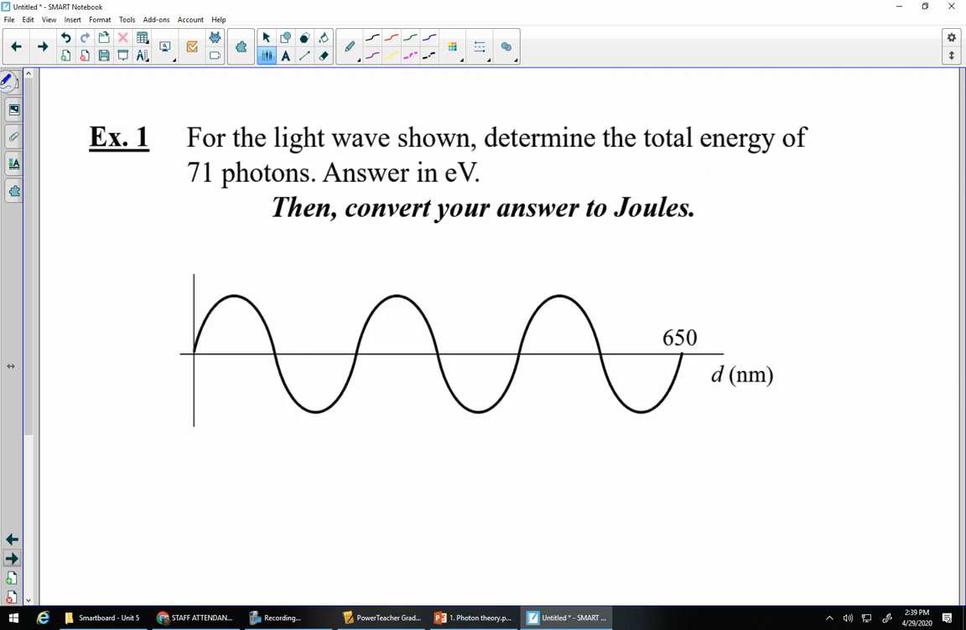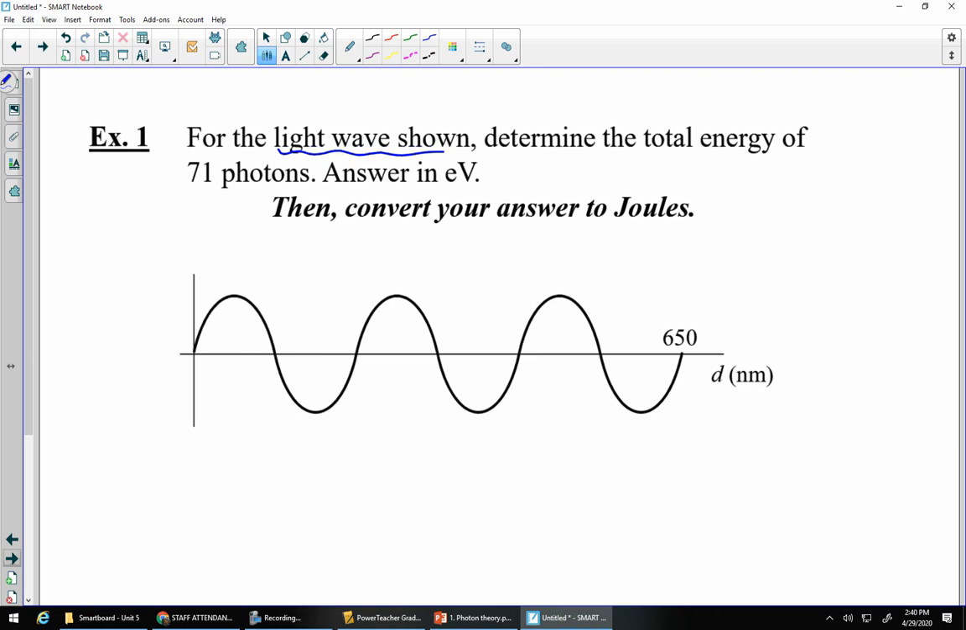But test it out. Okay, so we've already got an example here. For the light wave shown, because it's a light wave, we know a few things like its speed. Determine the total energy of 71 photons, and we want to answer in electron volts. And then we want to convert our answer to joules, just for a bit of practice with this.